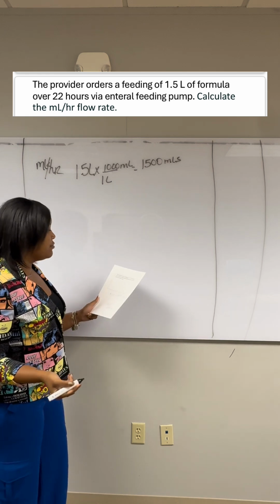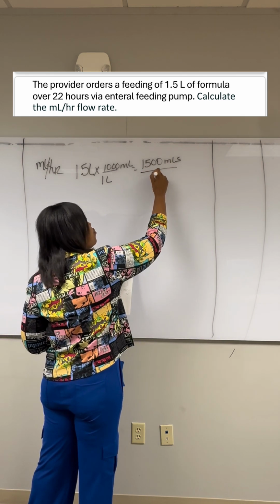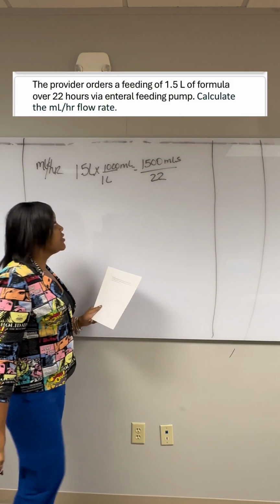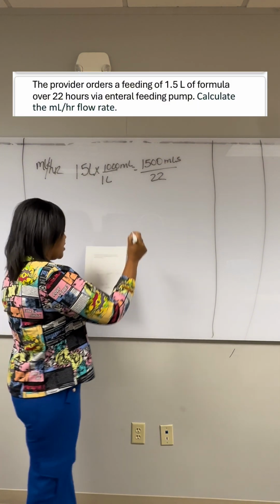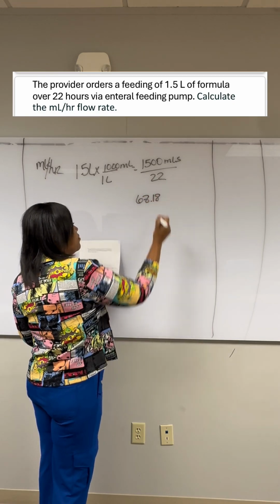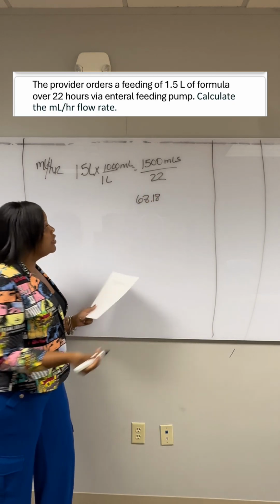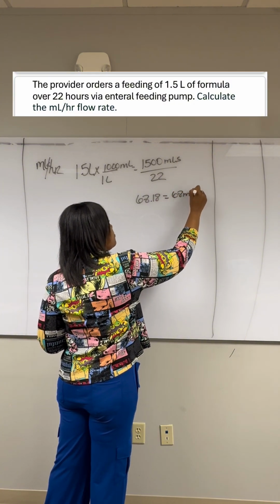Now this one is simple. All we have to then do is take mLs and put it over our hours, and our hours is 22. So all we're gonna do is take 1,500 divided by 22, and that's gonna give us 68.18, but our answer needs to be in a whole number, so that's gonna give us 68 mLs per hour.